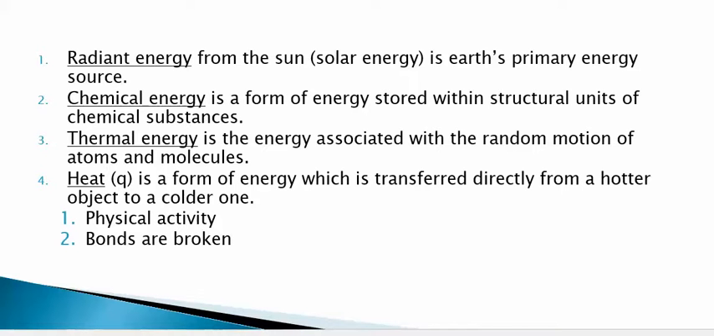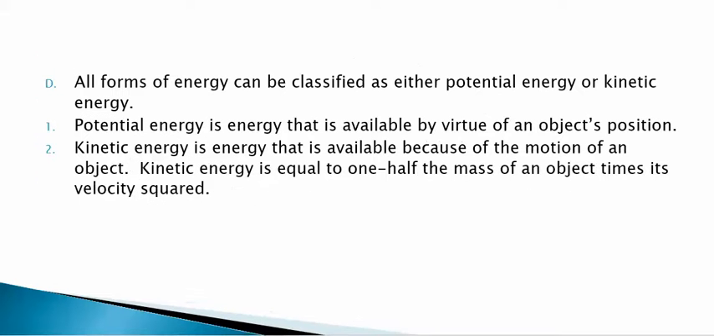We can produce heat either from physical activity by increasing kinetic energy, which increases collisions, which will increase heat, or heat can be produced by the breaking of bonds when we form new substances. Energy can be classified as potential or kinetic. Potential energy is energy available by virtue of an object's position. For example, a rock on top of a hill has potential energy. Kinetic energy is energy of motion, and kinetic energy is 1/2 mass times velocity squared.